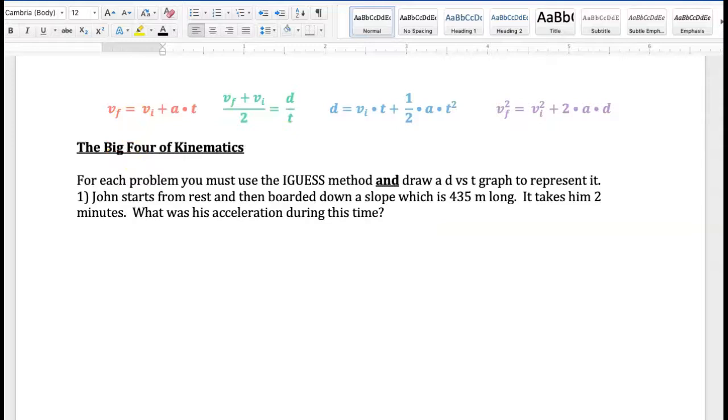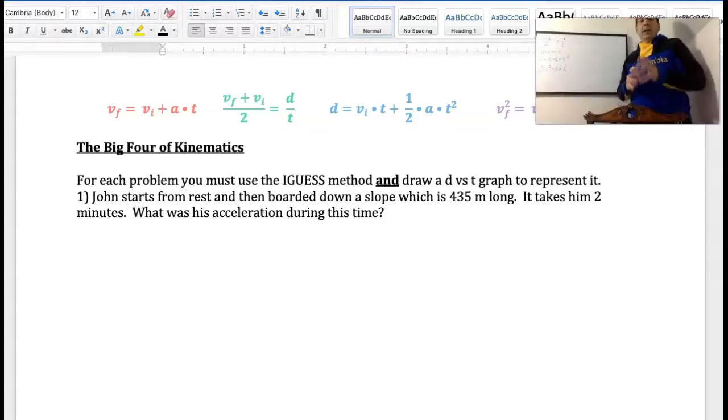Okay, so here we see our Fab 4 up top on the paper and our first question. So we're told that John starts from rest, then boards down a slope which is 435 meters long. It takes him 2 minutes. What was his acceleration during this time? All right, so what we need to do is to be able to focus on the givens, okay? In every problem, there has to be 3 givens. Has to be. All right, so we might have to do a little interpretation of some things, but let's start with the obvious things. We see that it says that John boarded down a slope which is 435 meters long, okay? So we know the displacement is 435 meters.